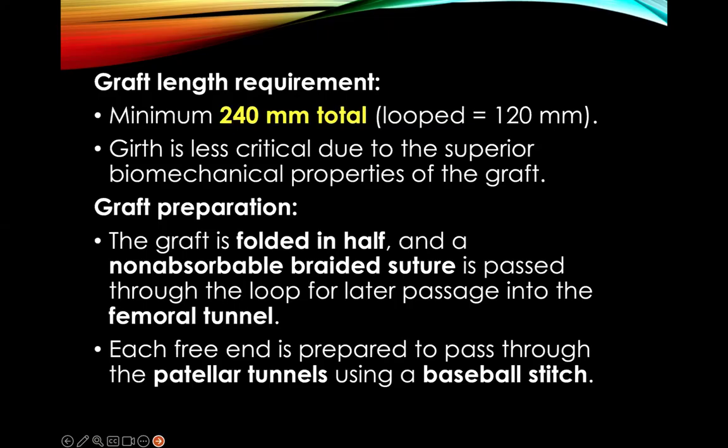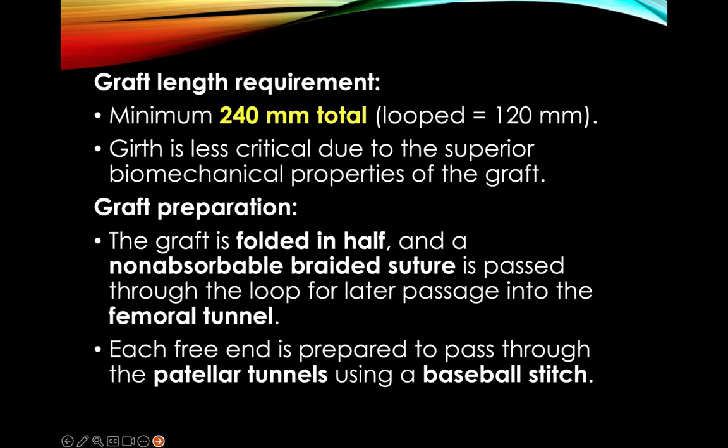Then the minimum length of the graft that you need is 240 mm. When it is looped around, it's 120 mm. The thickness, as we see when we do ACL reconstructions, we look for 9 mm, 10 mm grafts, but that is not the case when it comes to MPFL reconstruction, because the biomechanical properties of the graft and the restraint that the ACL or PCL have to provide is way higher when we compare it with the MPFL graft.